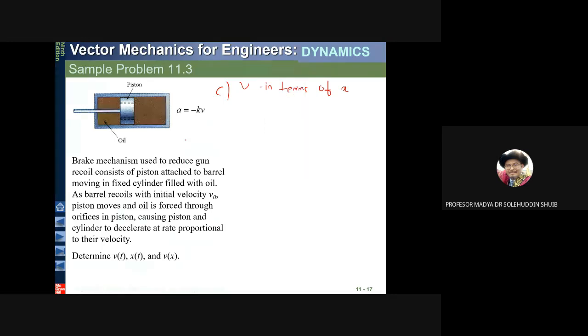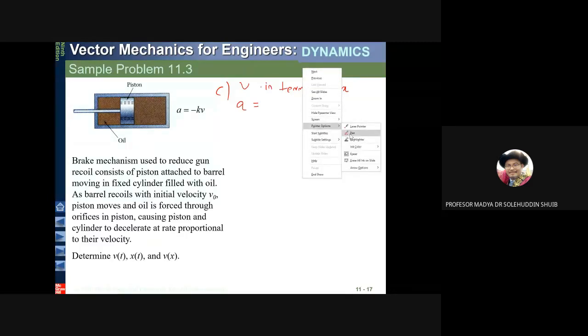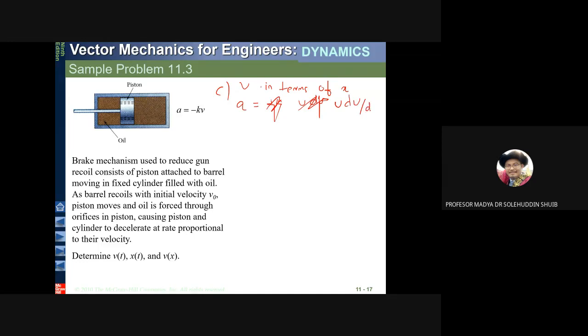We start by writing a equal to v dv/dx. Remember the term v times dv/dx. So acceleration is equal to v dv/dx.